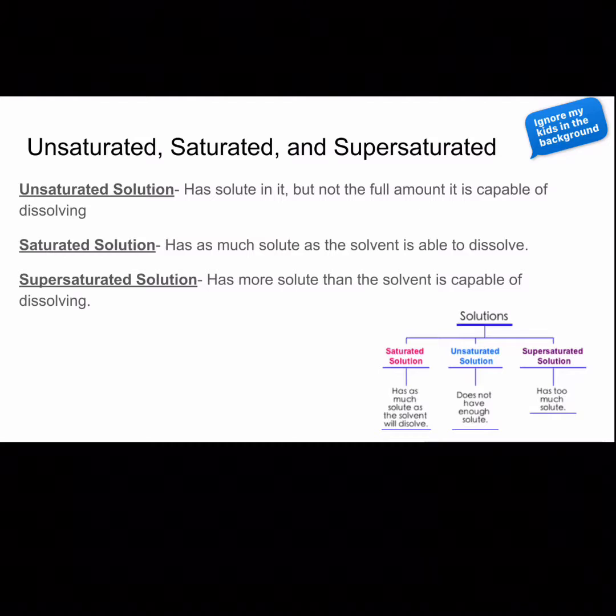A saturated solution has as much solute as the solvent is able to dissolve. So when you're adding sugar to Kool-Aid, there's a point when the sugar stops being able to dissolve. When you hit that point, it's called saturated. Supersaturated has more solute than the solvent is capable of dissolving. Usually with supersaturated solutions, you're going to have to heat that mixture up to get everything to dissolve. So you can supersaturate by adding heat.